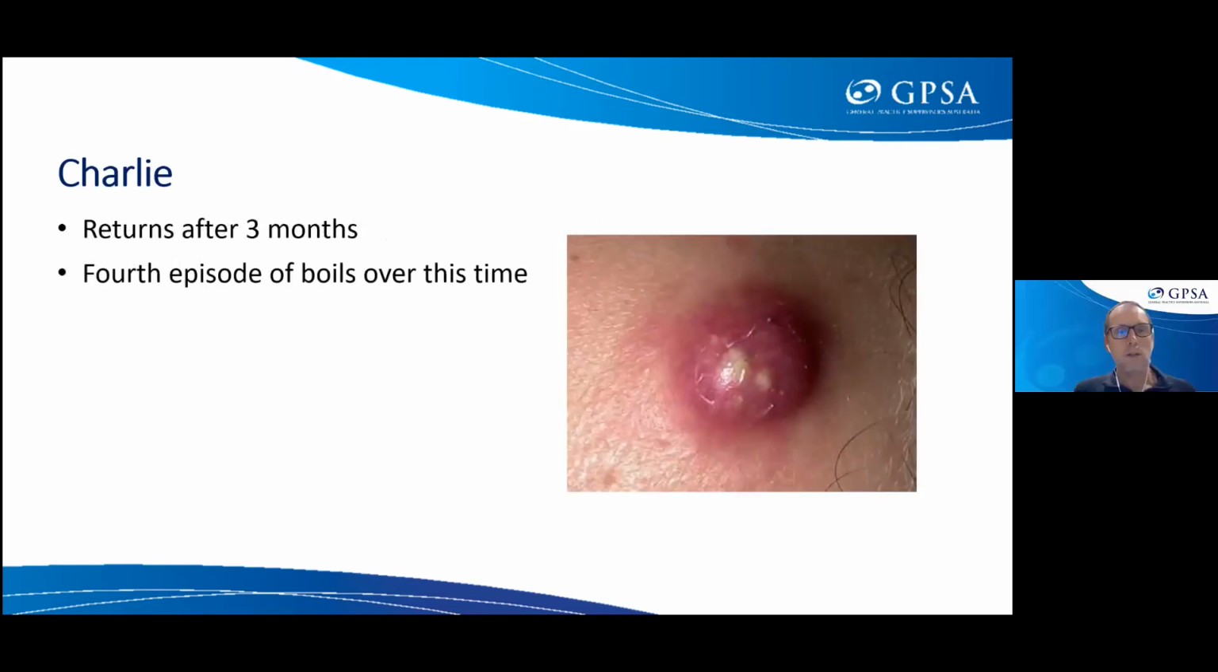Thank you. So you treat him effectively. He returns after 3 months. It's quite bizarrely, the boil he had 3 months ago looks very like the one he has this time around. But this is his 4th episode of boils over this time, and he's admittedly getting fairly sick of it. Maybe he's had a couple drained and some antibiotics over the time. And yeah, I think we're looking at somebody who's getting recurrent skin sepsis.